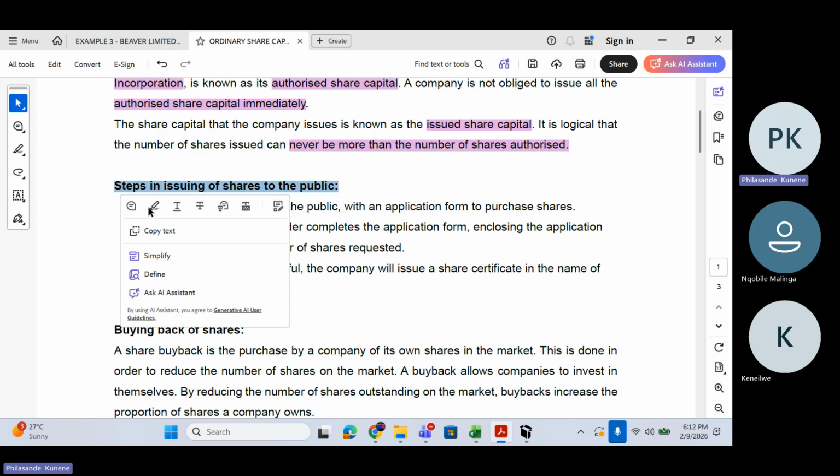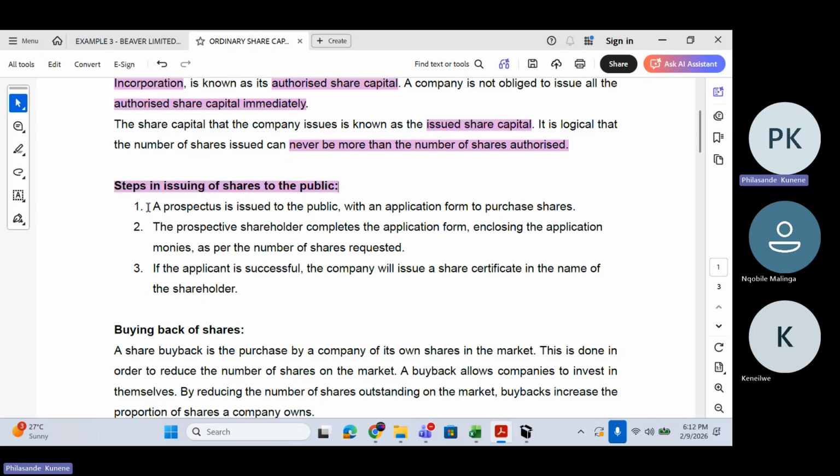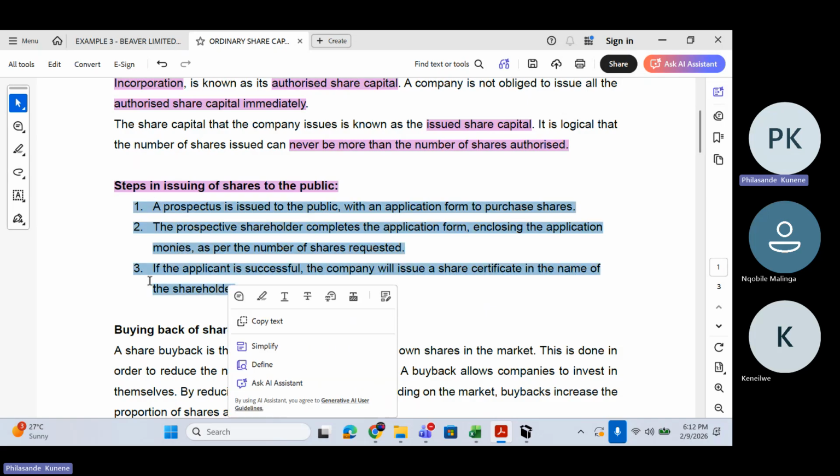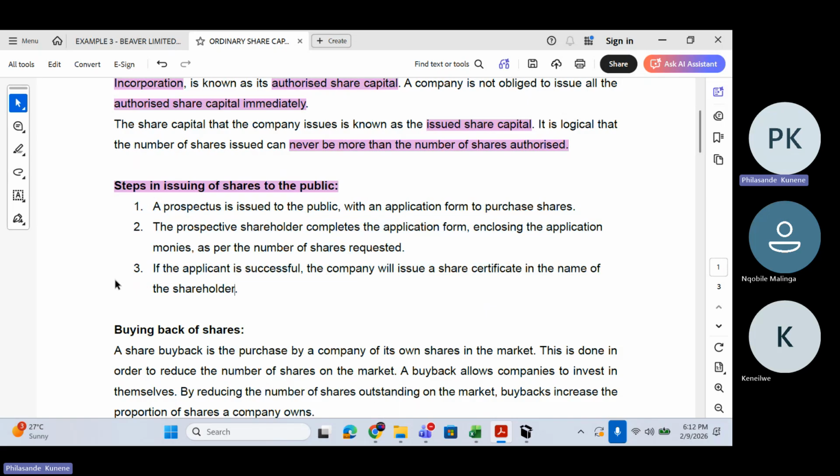Steps in issuing the shares to the public. How do we issue shares? It's very important that you understand this, because there are procedures that need to be followed. It's not like Shoprite where I can go and buy bread and then come out. No, it doesn't work like that in companies. These are the steps that you need to follow to buy shares in any company that you are interested in.